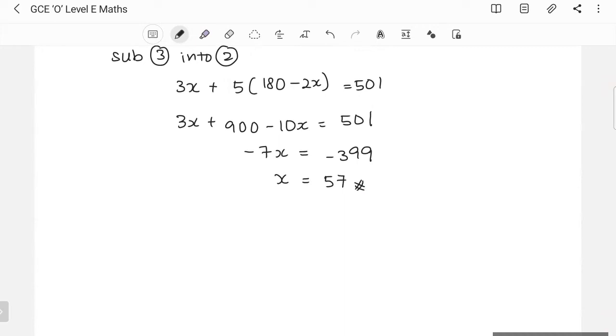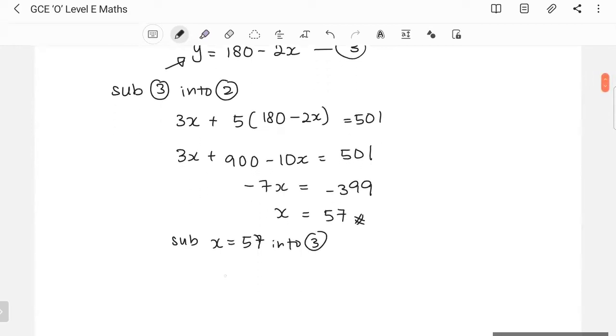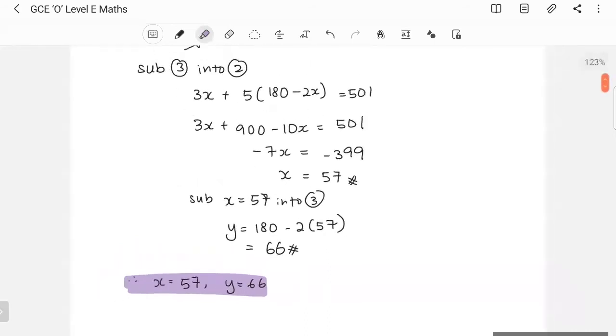So that's not all. We have solved for x only. The next one, we have to solve for y. We have a very nice equation that equates to y. So we just sub x equals 57 into equation 3. So we have y equals 180 minus 2 times 57, which gives me 66. So we have solved that x equals 57 and y equals 66. It will be good if you write a conclusion statement here. It will be easier for the marker as well.